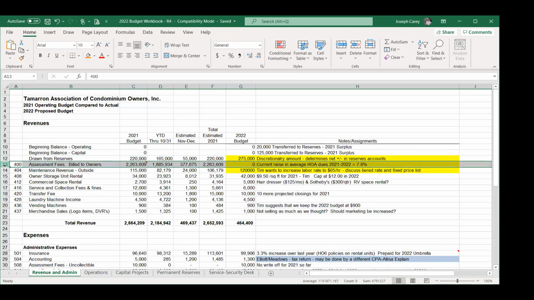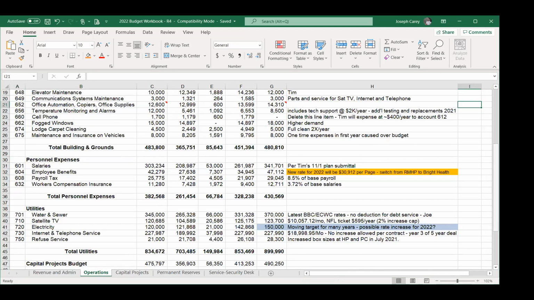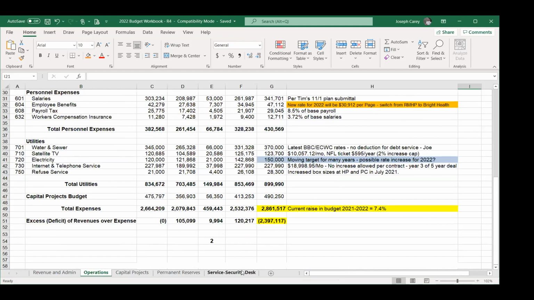Assessment fees to owners, account 400. This number, I'm going to click to another page right now. And if we go to the bottom line, what you're looking at right here, all the way at the bottom, is the bottom line in our budget. 2,861,517 is the current budget.